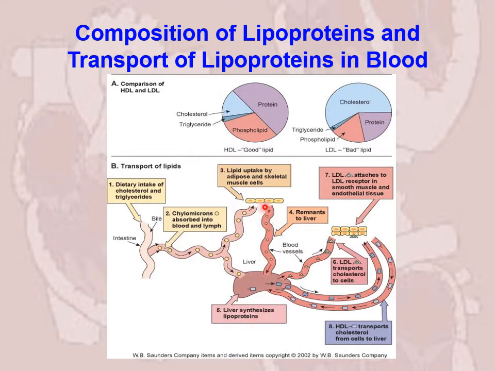VLDLs transport triglycerides, LDLs transport cholesterol, and here's the LDL transporting cholesterol to the cells. The LDL attaches to LDL receptors in smooth muscle and endothelial tissues, and then HDL transport cholesterol from the cells to the liver. So that's the way this works.